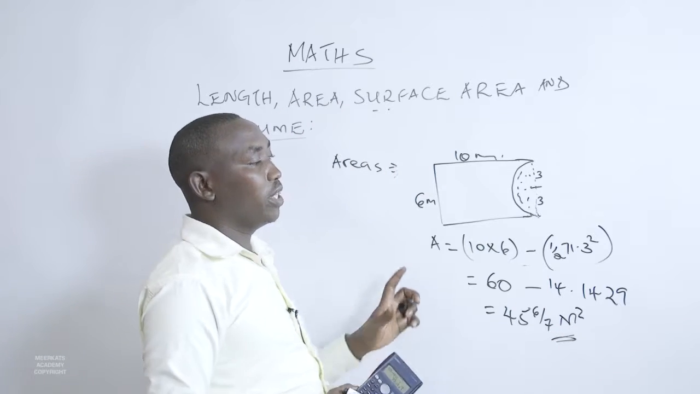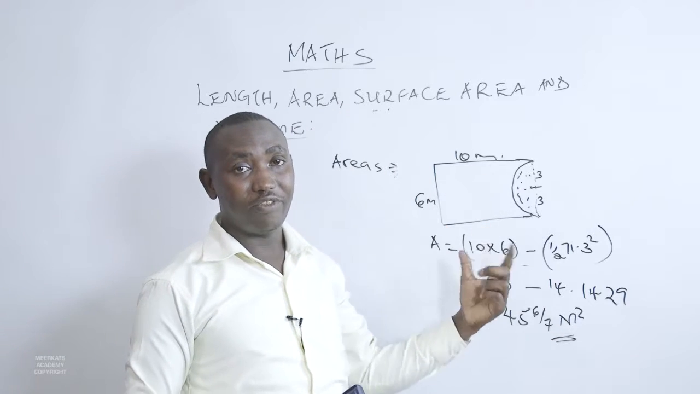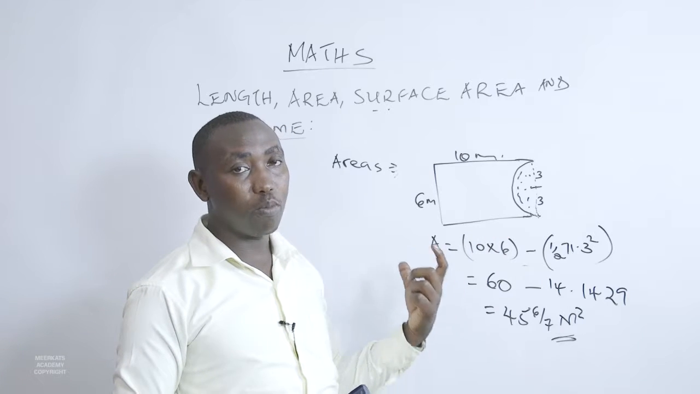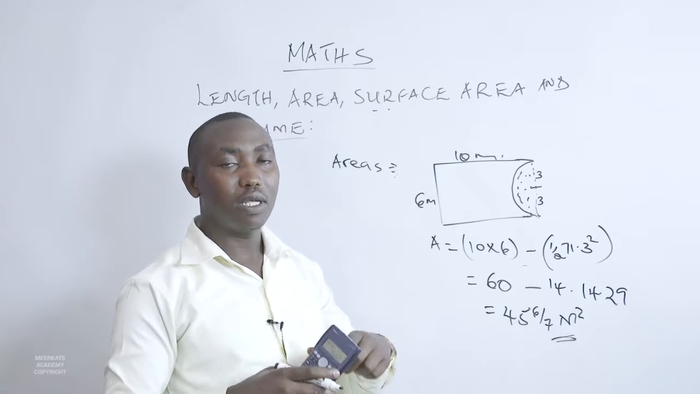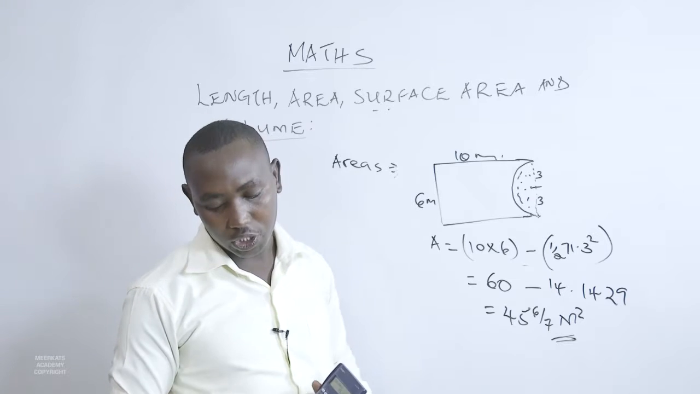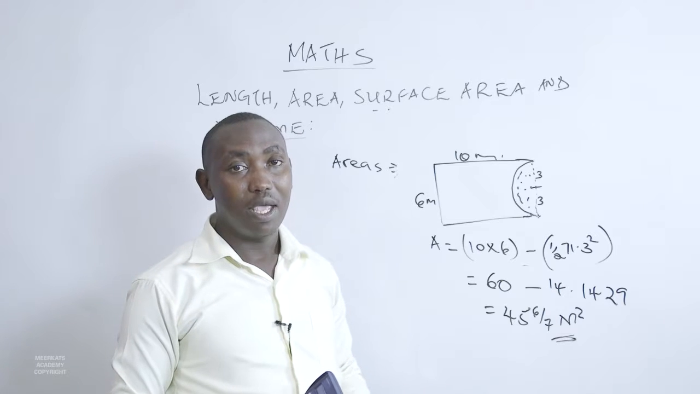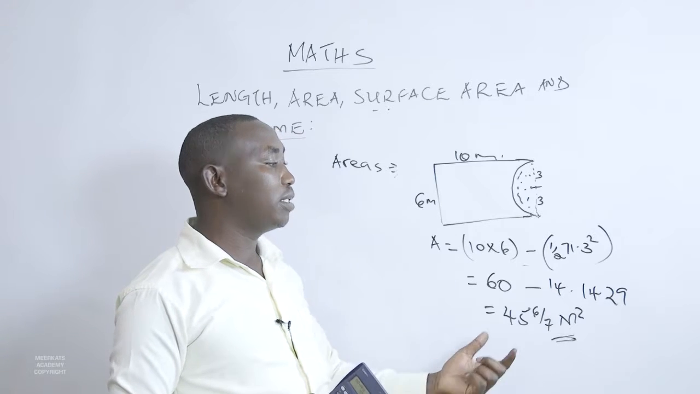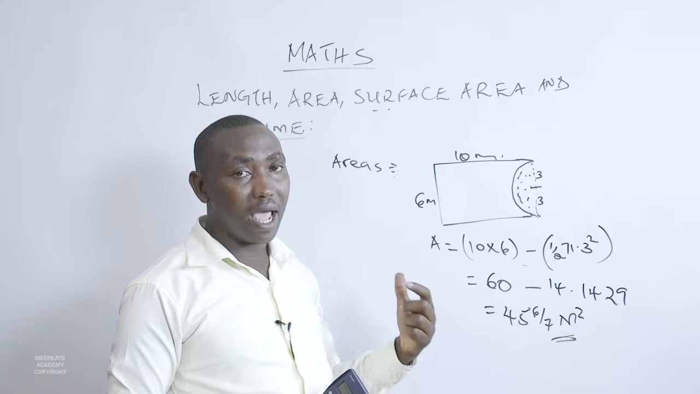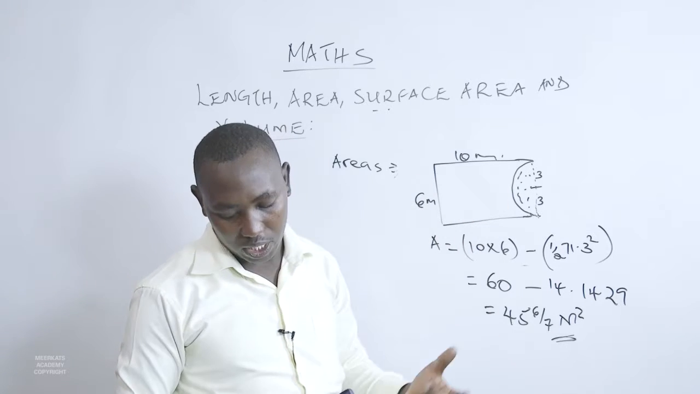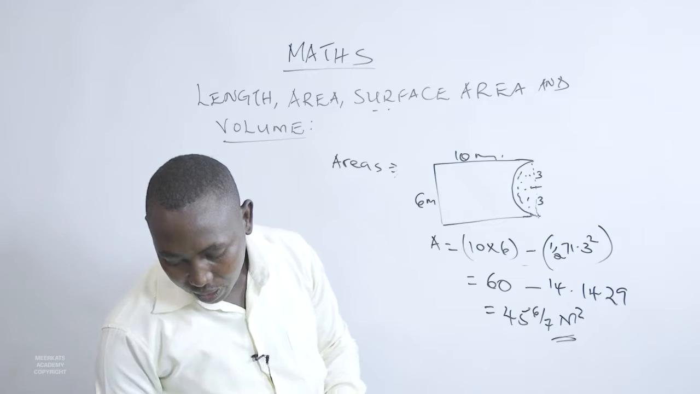So this kind of figure, we refer to it as a composite shape. Composite because it is made up of more than one shape. And this is a case where we are subtracting. There are other cases where instead of subtracting the areas of those other parts that are making up that particular figure, we do add.